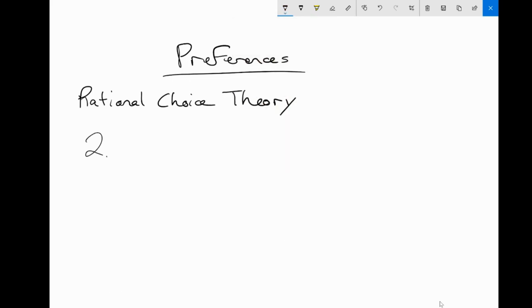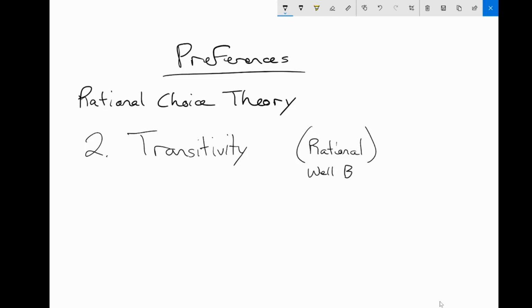Axiom number 2, we have transitivity. What does transitivity mean? Now, this is really getting into the rationality. What I mean by that is well-behaved preferences. That means that their preferences are consistent with each other. So let me give you an example. This is what transitivity means.